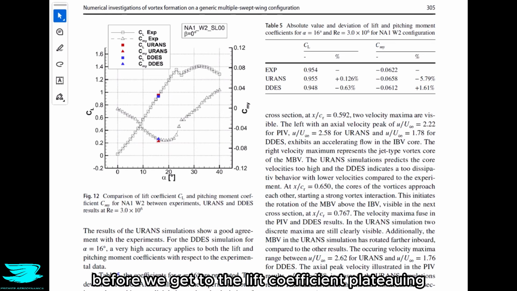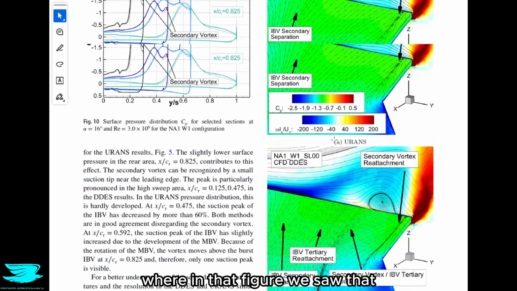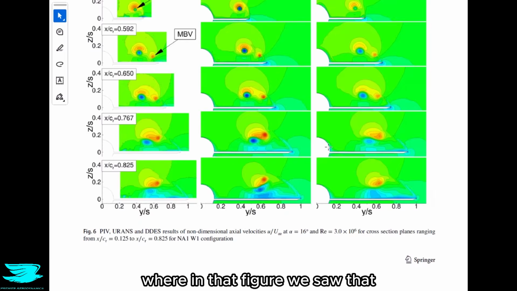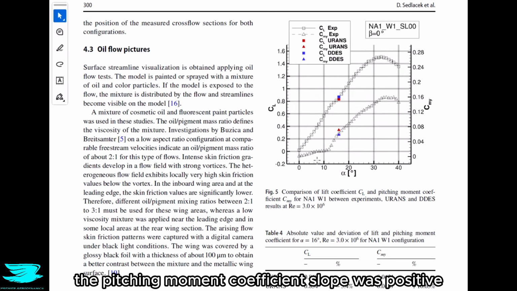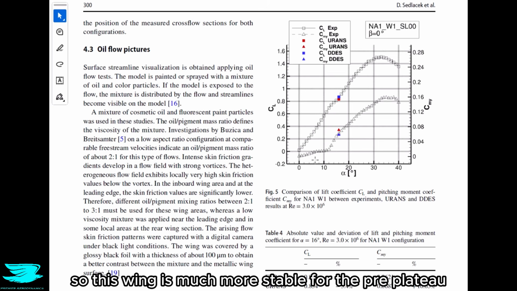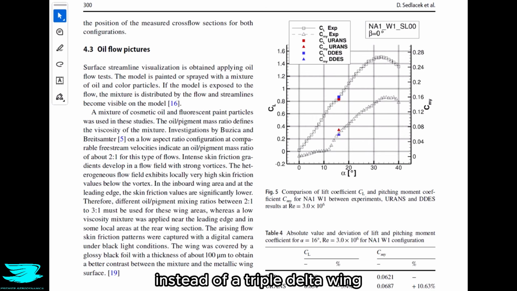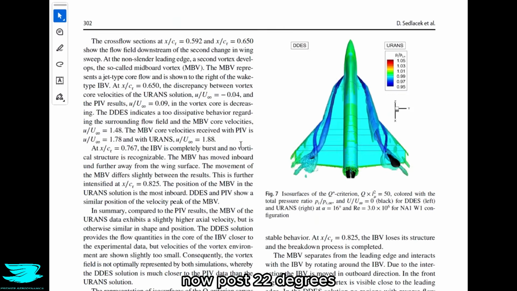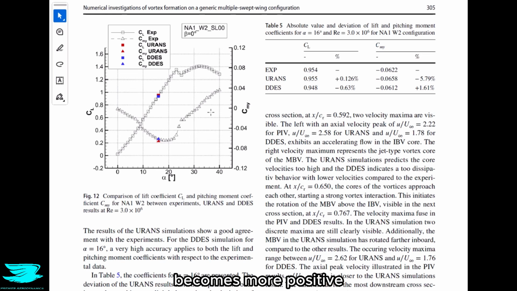So in this figure, before we get to the lift coefficient plateauing, we get a negative slope for the pitching moment coefficient. That means that the wing is stable. And this is the exact opposite to the triple delta wing, where in that figure, we saw that, here we go, across the angle of attack range, the pitching moment coefficient slope was positive. So this wing is much more stable for the pre-plateau / stall angles if it has a double delta wing instead of a triple delta wing. Now, post 22 degrees, the story changes and the pitching moment coefficient slope becomes more positive. That means the wing is inherently unstable.